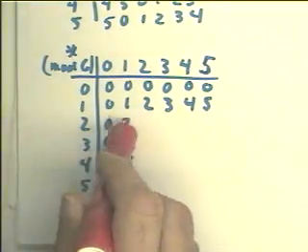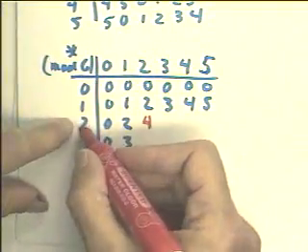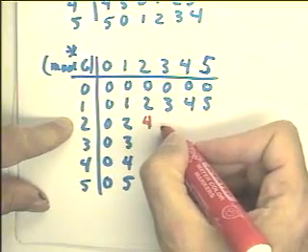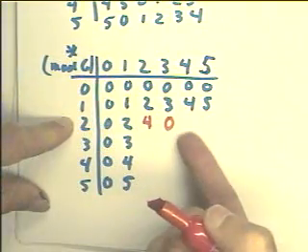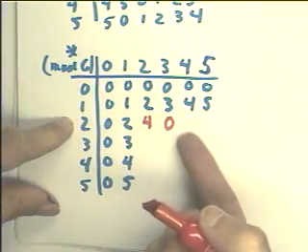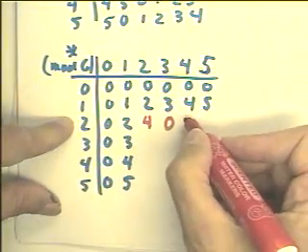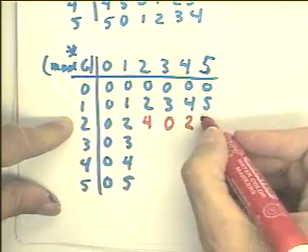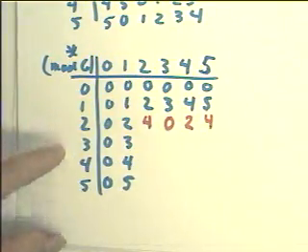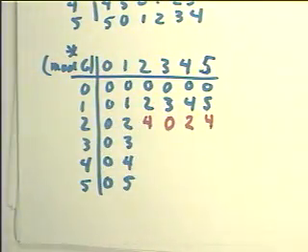Okay, in row 2, 2 times 2 is 4. Well, that stays on the clock, so we've got 4. 2 times 3 is 6, which gives us 0 on a 6-hour clock. It gave us 1 on the 5-hour clock. And 2 times 4 is 8, which is 2 on a 6-hour clock. 2 times 5 is 10, which is 4 on a 6-hour clock. Now something has happened in this row that didn't happen before, and I'll leave it to you to think what that might be.